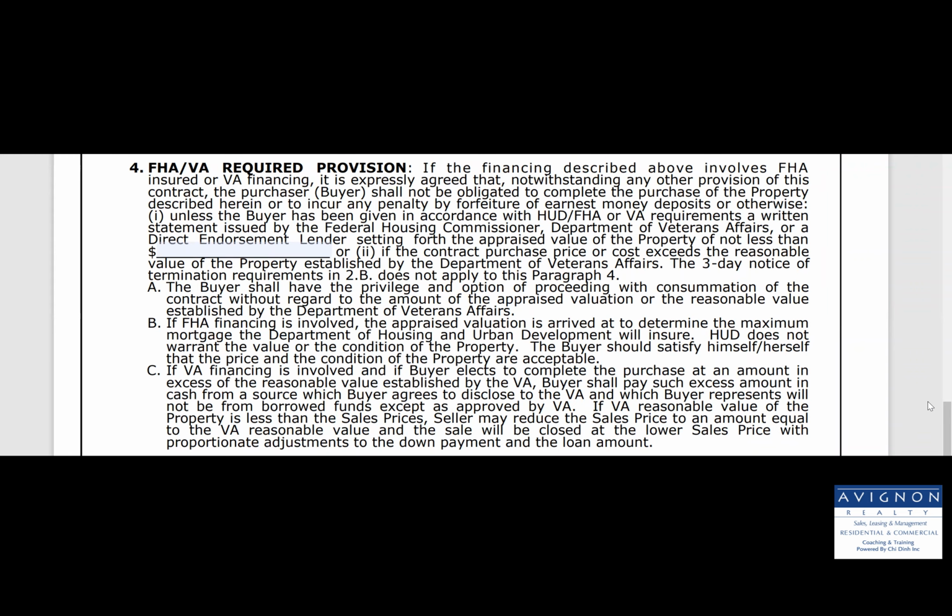Then you have A, B, and C. So A, the buyer shall have the privilege and option of proceeding with consummation of the contract without regard to the amount of the appraised valuation or the reasonable value established by the Department of Veterans Affairs. Then you have B and C. So if FHA financing is involved, this will happen. If VA financing is involved, this will happen. Okay, so that's just an overview of paragraph 4.